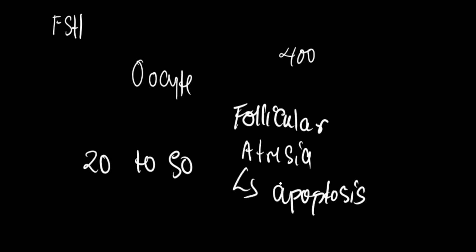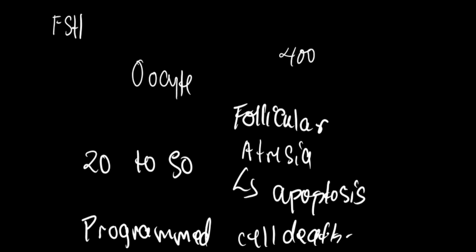Now, apoptosis is programmed cell death. It's very important for us to take note of this fact, the idea of follicular atresia, which is a specialized apoptosis, a special type of apoptosis peculiar to the ovarian follicles that degenerate because they are not ovulated.